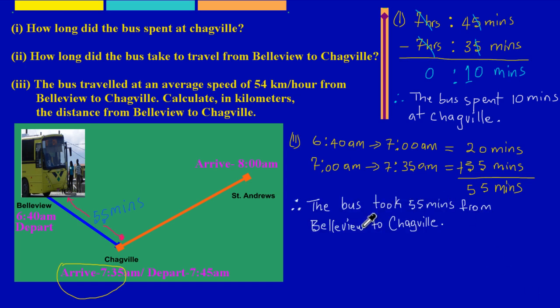So my friends, here we have our statement: The bus took 55 minutes from Bellevue to Chagville. And remember, it's a worded problem. So after you're through with your calculations, you should always present your answers in words. Okay, let's quickly move on now.